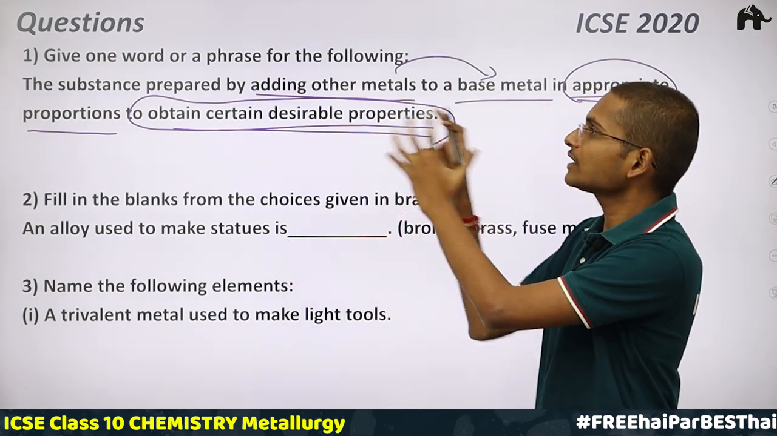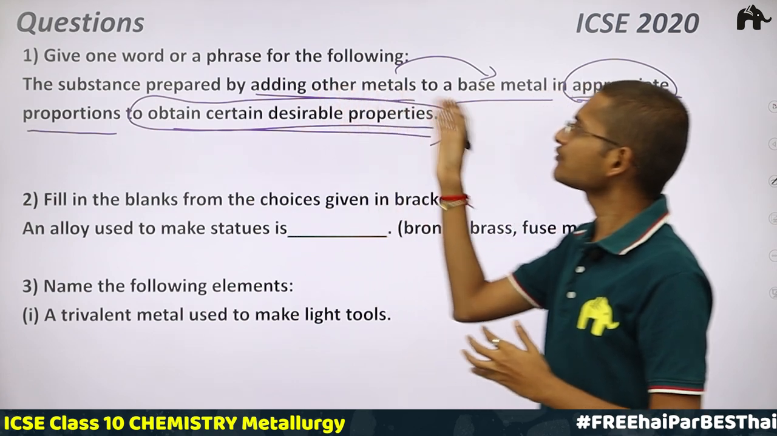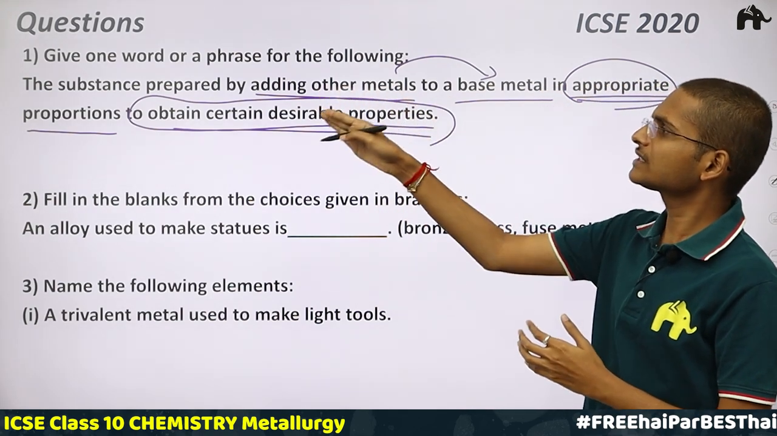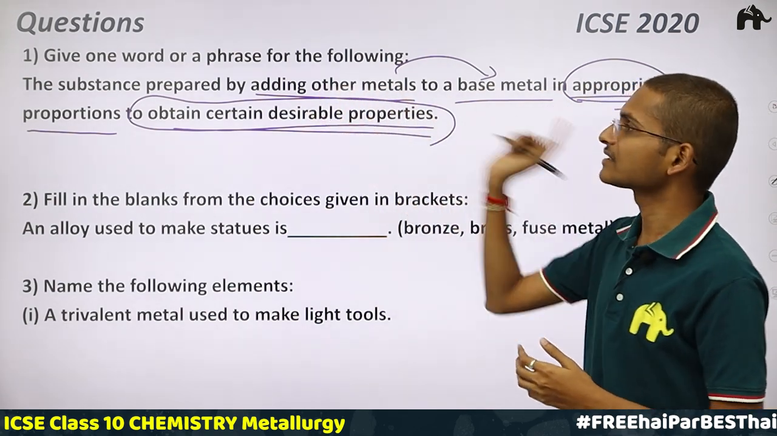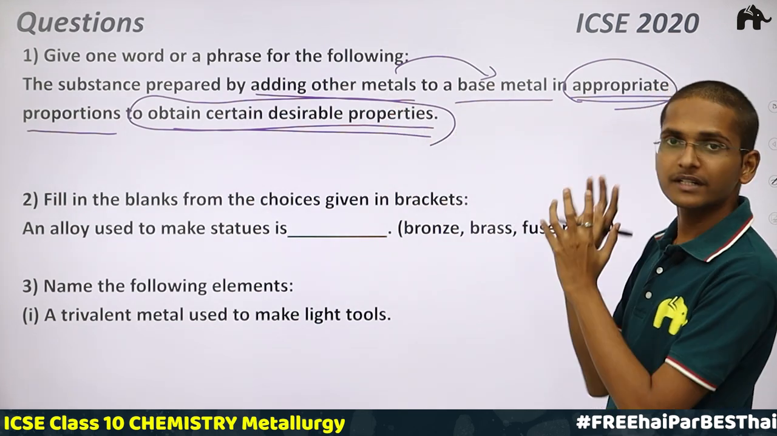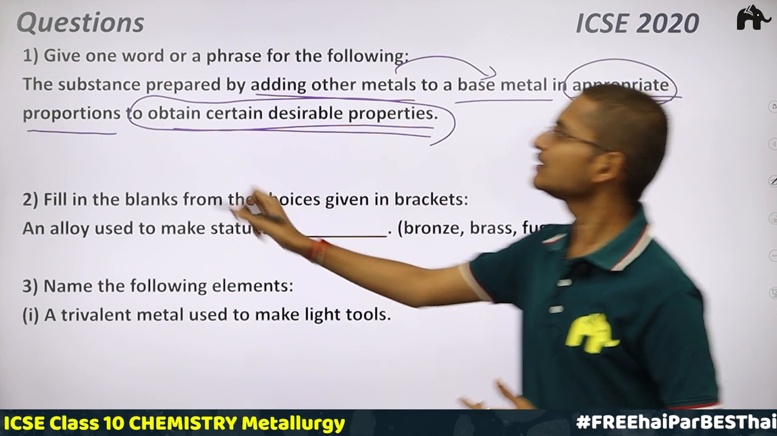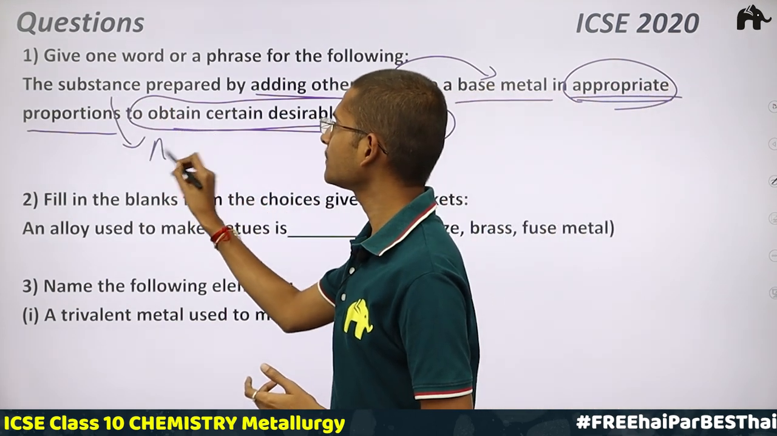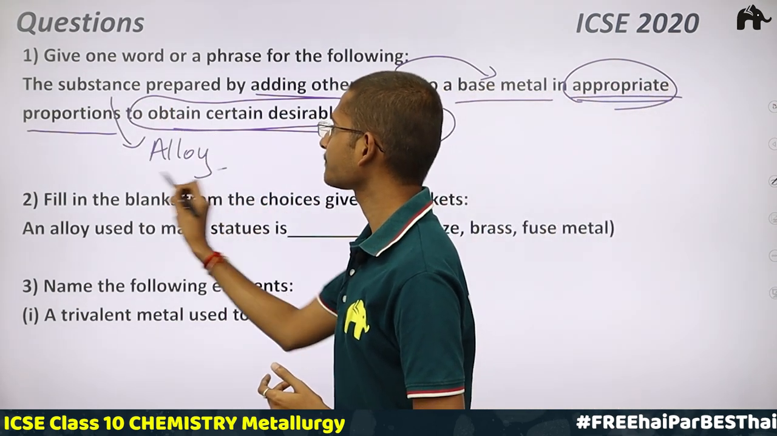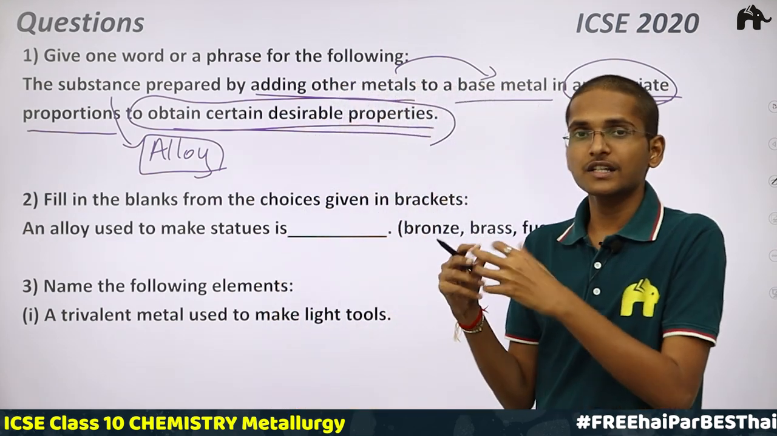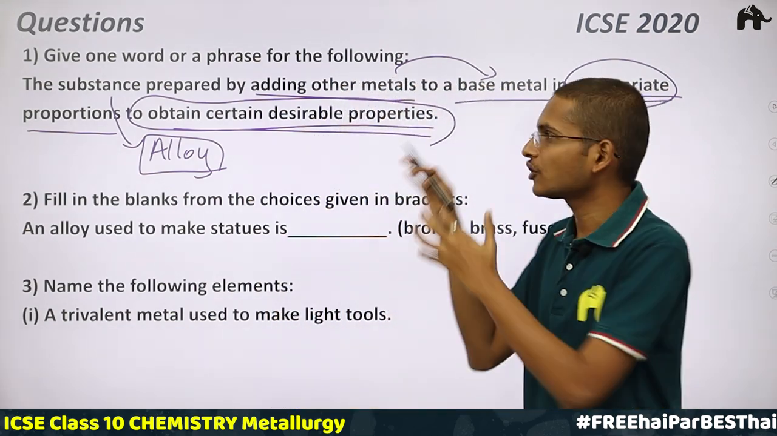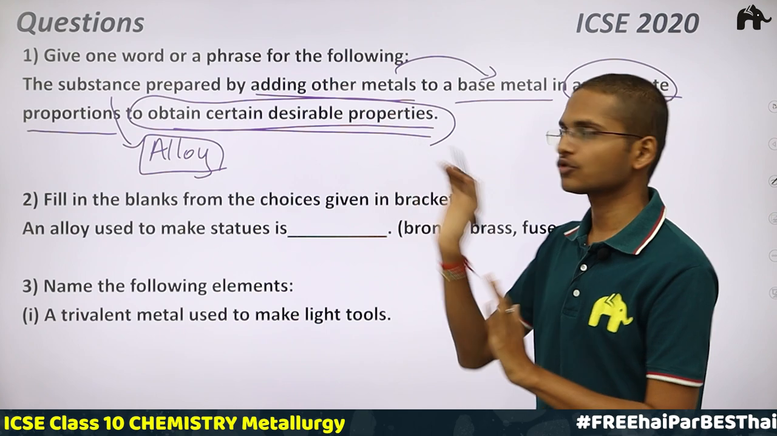So what is this? Give one word or phrase for the following. They are talking about this substance which is prepared by adding other metals to the base metal in appropriate proportions to obtain certain desirable properties. So what is this substance then? We have just now studied everything about that substance, which is alloy, right? This way they ask you to apply your brain, your logic, in some questions to answer those questions.